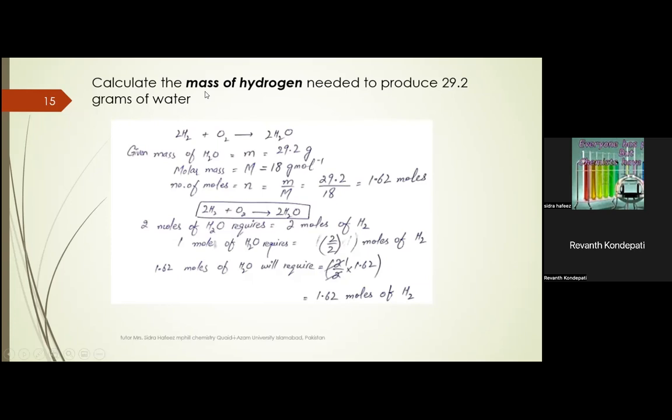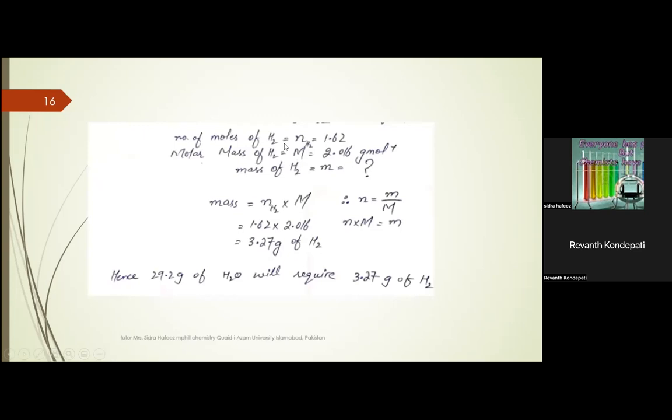Now you have to calculate the mass of hydrogen. So again, the same formula. Multiply this number of moles with the molar mass of hydrogen. Number of moles of hydrogen 1.62, molar mass of hydrogen 2.016 gram per mole. So mass of hydrogen is?